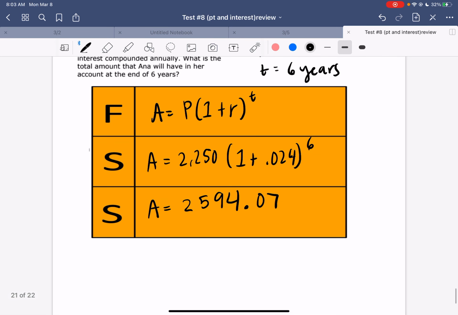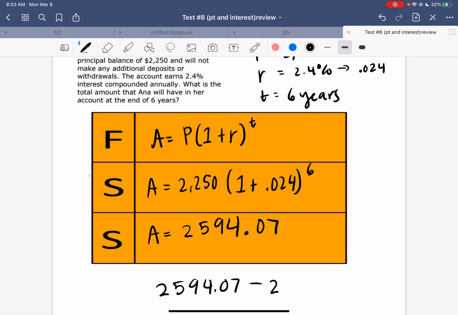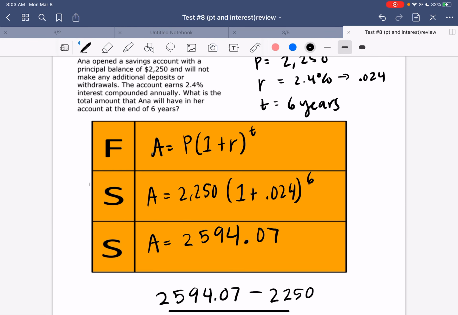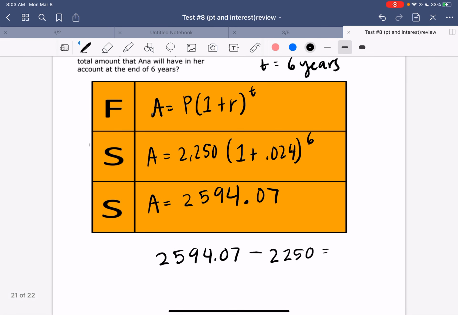This isn't in the question, but if I asked how much interest Anna gained off of the initial amount she put in, I would take my total amount, $2,594.07, and subtract that principal amount, which was $2,250, and that is a total of $344.07. So this is the interest that she gained on her account that was compounded annually.